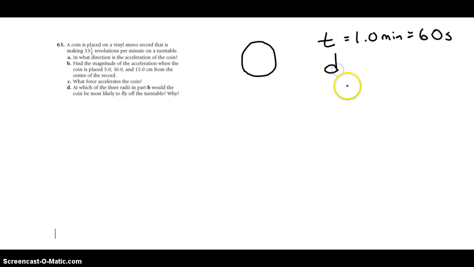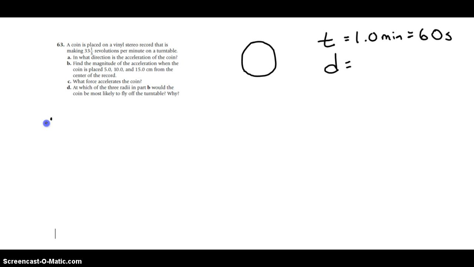Alright, so for problem 63, we have a coin placed on a vinyl stereo record that's making 33 1/3 revolutions every 1 minute. So in other words, it's rotating 33 1/3 times each minute. I'm going to call my time 1 minute or 60 seconds. And the distance we're going to find out is how far it travels in a minute.